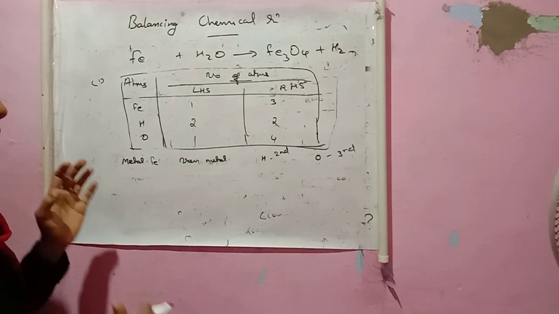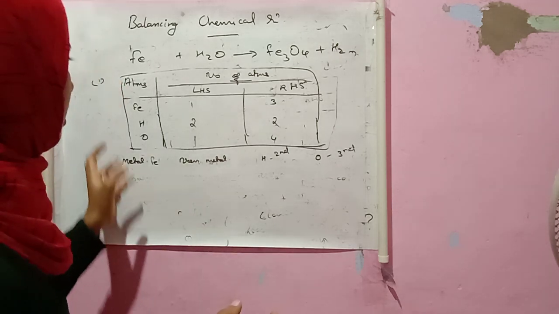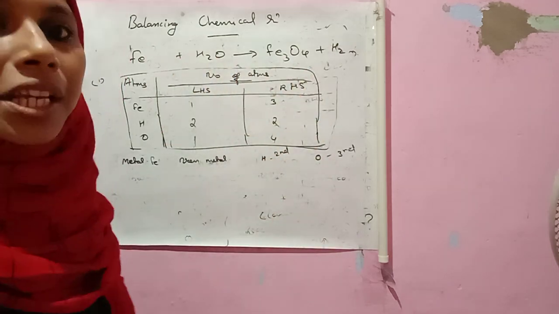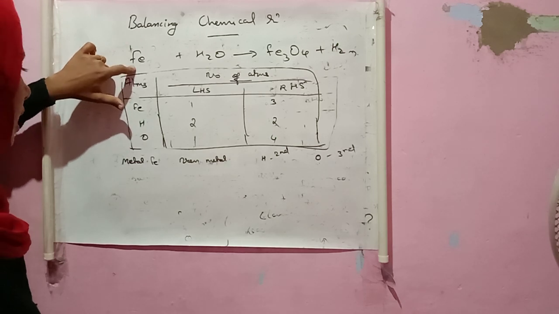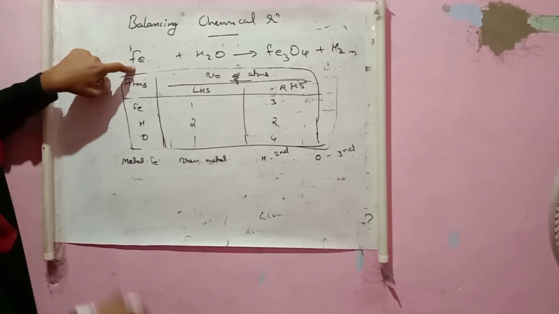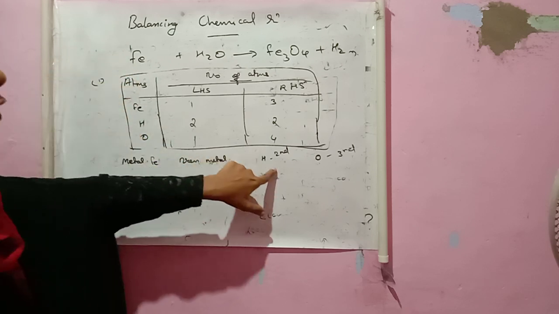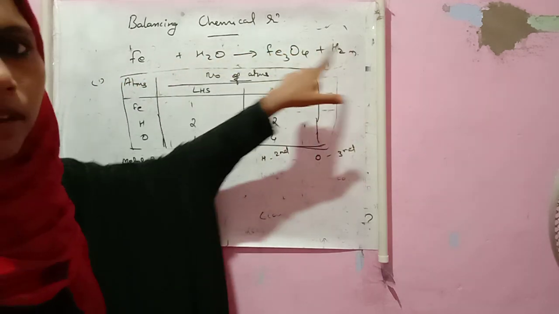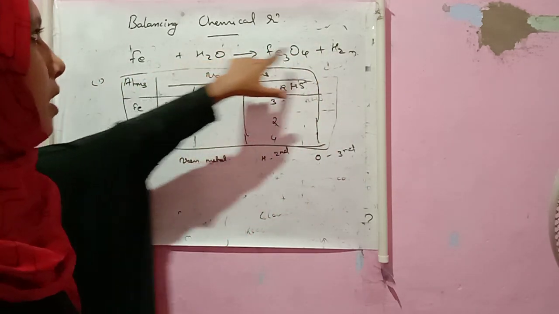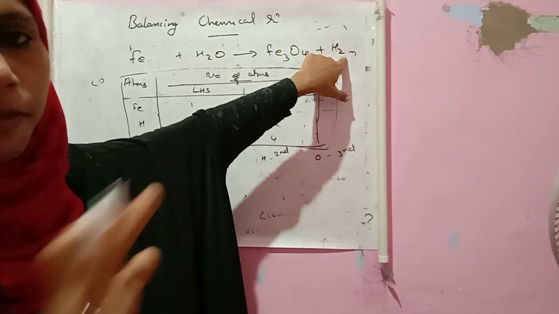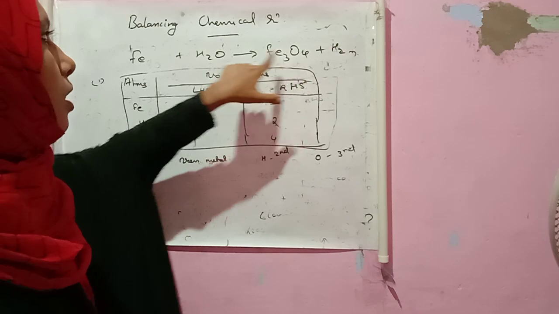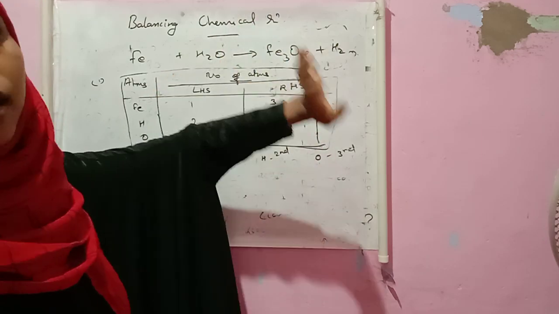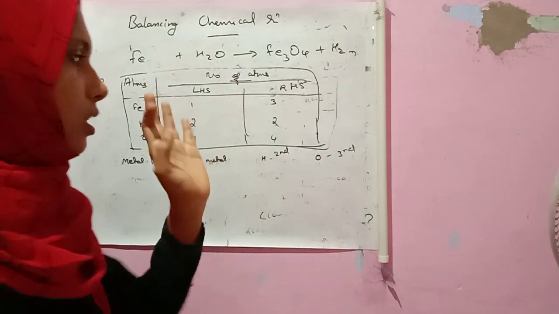But we move to the third rule. If any element is present in elemental form, we need to skip that one. Here iron is in elemental form on the LHS, so no need of balancing that first. Next, hydrogen: is it anywhere in elemental form? Here it is not, but here it is present, so no need of balancing it second. Now the third one, oxygen: it is in compound form on both sides, so we start our balancing with oxygen.